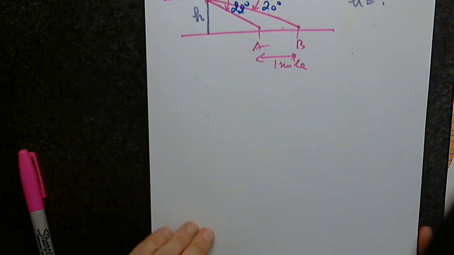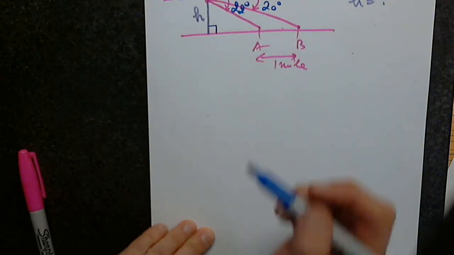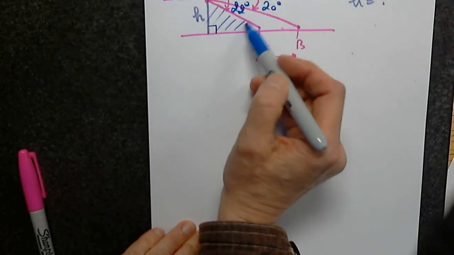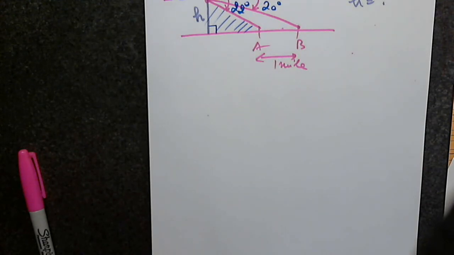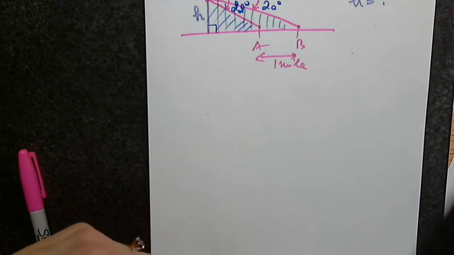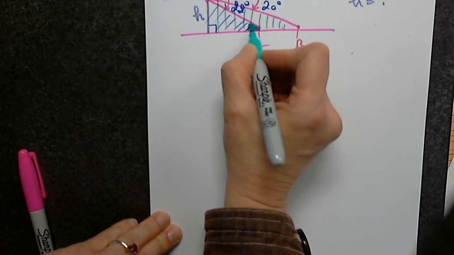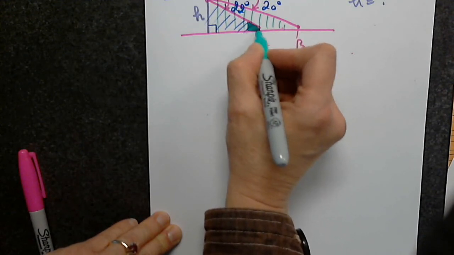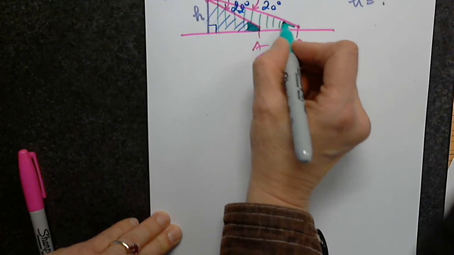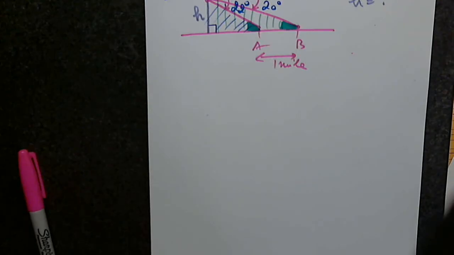The same idea. I have to look at a right triangle. Basically two. Here's one, and here's the other. And of course, I can determine this angle easily, and I can determine this angle easily. And then I'm in business.